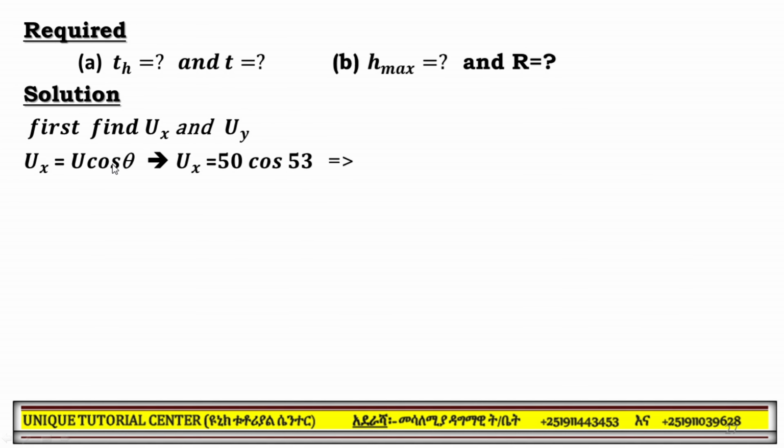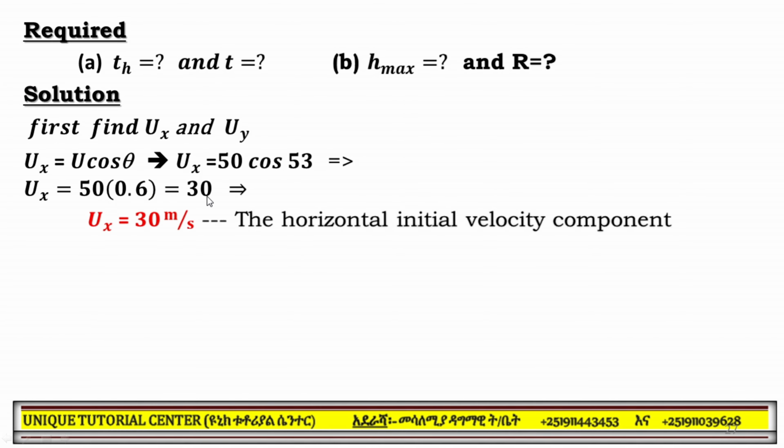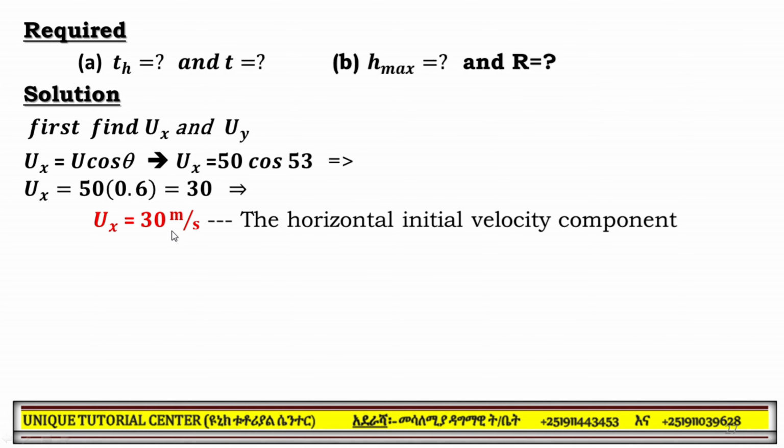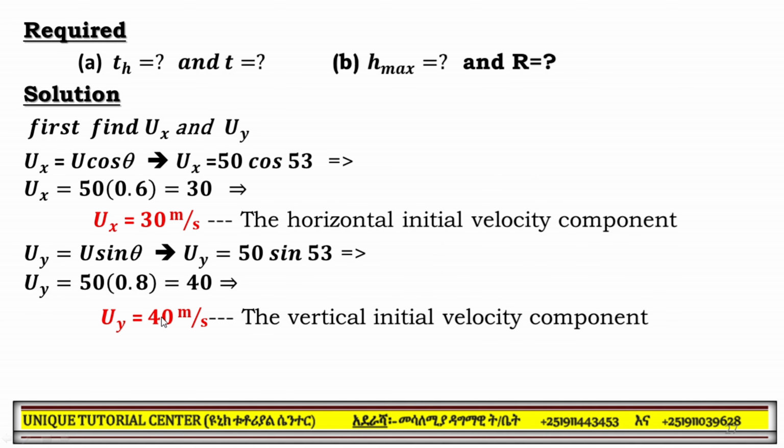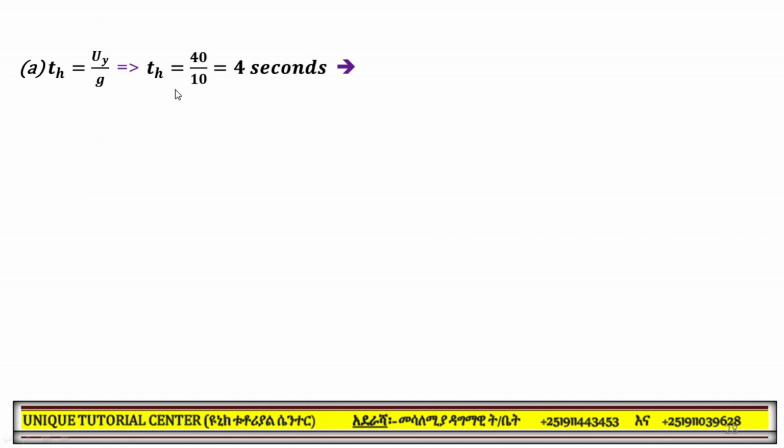You know that ux is u cos theta, therefore u is 50 into cos 53. Therefore, cos 53 is 0.6, common angle ስለሆነ እናውቀዋለን. 50 times 0.6 will give us 30. The initial horizontal velocity component is 30 meters per second. Ui is u sine theta, which is 50 sine 53. And we know that sine 53 is 0.8. 50 times 0.8 gives us 40. The initial vertical velocity becomes 40 meters per second. Therefore, the half-time flight can be determined as ui over g, which is ui already 40 ስላገኘን over gravity 10 ስናካፍል it will be 4 seconds.